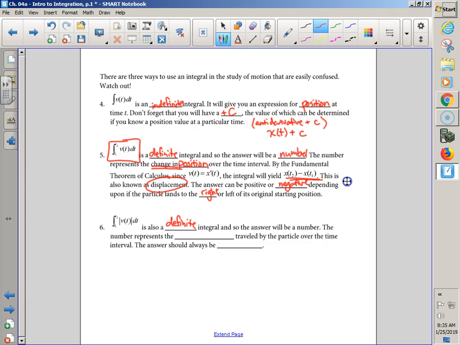The number represents the distance, but not just distance. I'm going to add a word: total distance. Is there a difference between displacement and total distance? Yes. Total distance will always be positive, which makes sense because speed takes all the negative values of velocity and says, I don't care what direction, I just care how far.